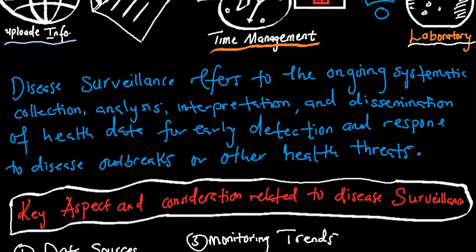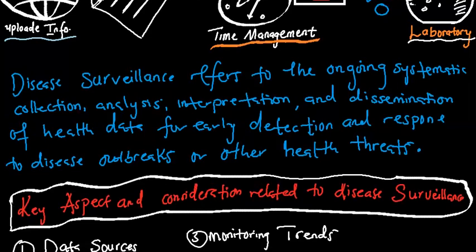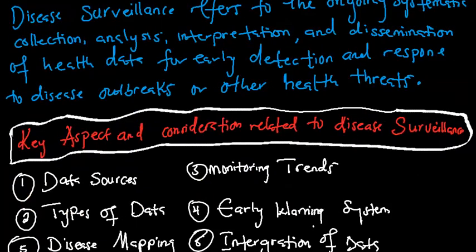When we say disease surveillance, this simply refers to the ongoing systematic collection, analyzing, interpretation, and dissemination of health data for early detection and response to disease outbreak or other health threats. Next thing we need to look at is the key aspects and considerations related to disease surveillance.